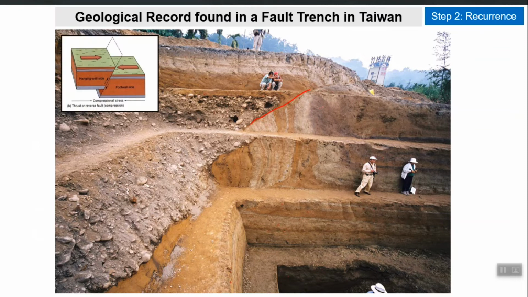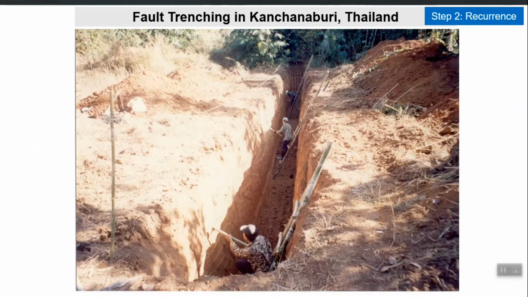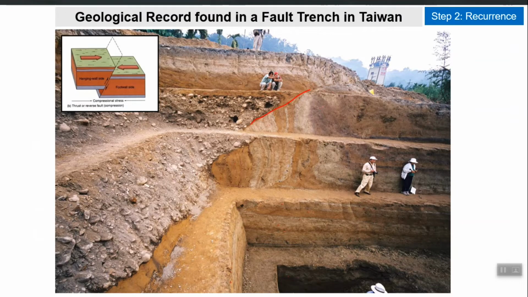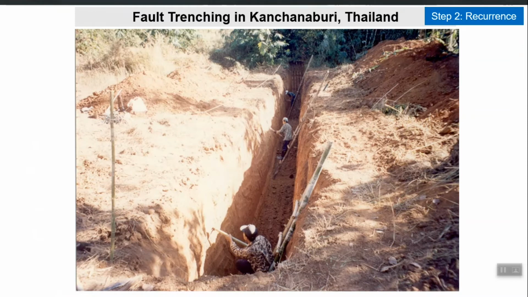So you can see here that this is a signature of a thrust fault, and then you can study these layers to actually calculate how much slip happened at that time thousands of years ago, right, and then convert them approximately into magnitude and include it in our catalog. That example is from Taiwan, this is from Thailand.